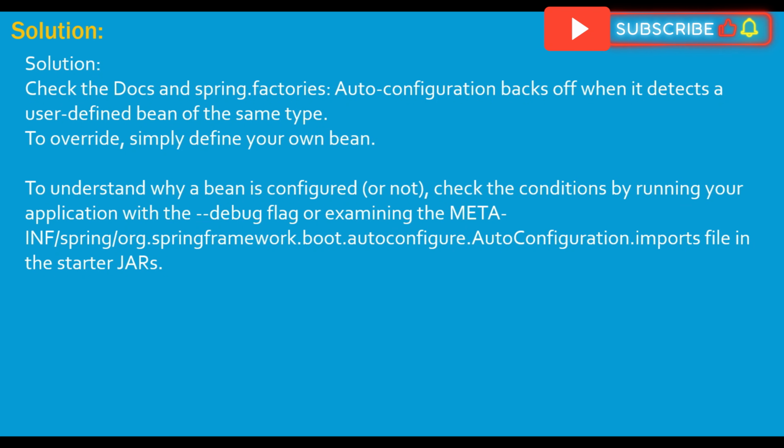Now why a particular bean is configured or not, you can check some conditions by running your application in debug mode. There is a debug flag which you can use, or you can check the meta information that is defined in your auto configuration. This AutoConfiguration.imports is a file in the starter jar, right? You can check those details.